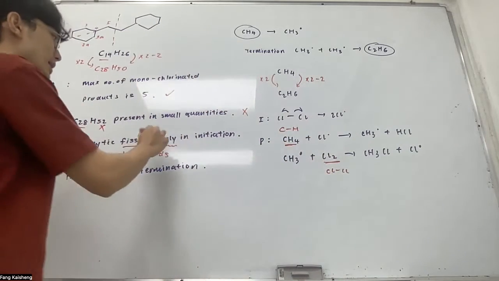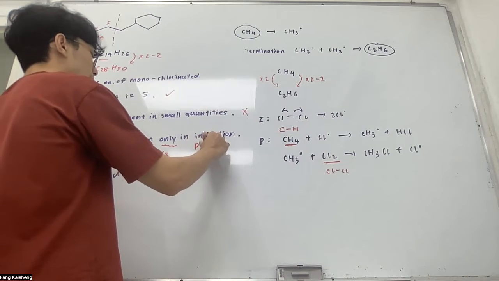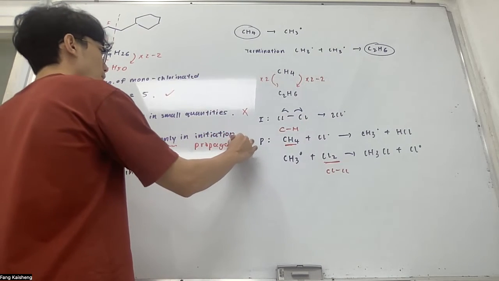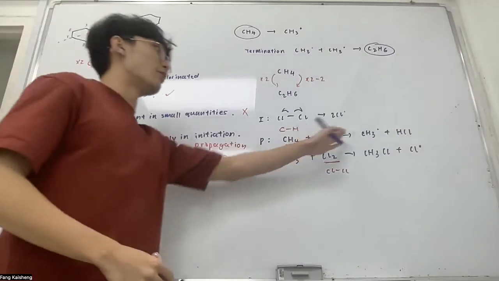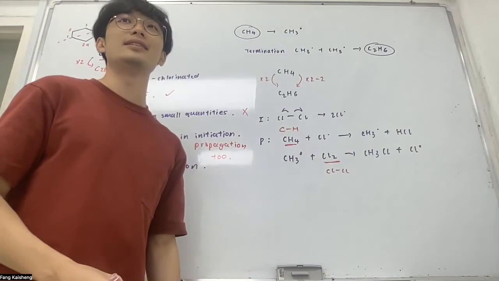So that means it doesn't only happen in initiation. Go write down propagation too. You're going to make a radical, so you break bonds also.